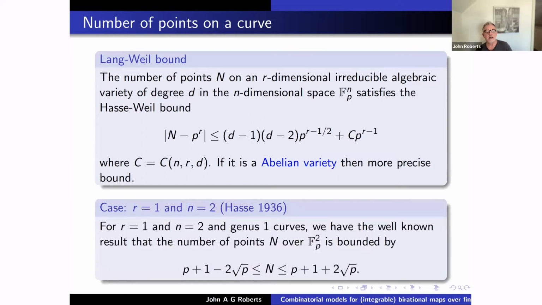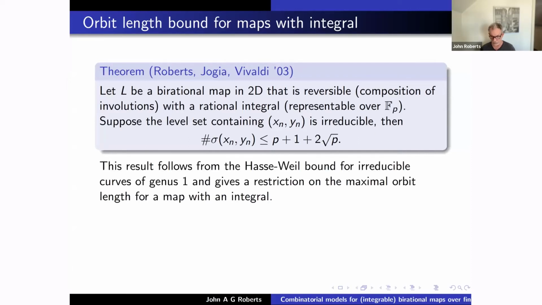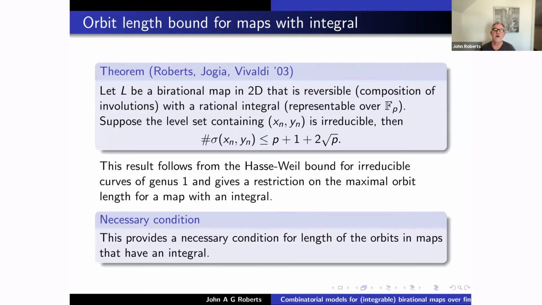And if you just take the case where you have F_p with n equals 2, this is the famous Hasse bound, that the number of points on an elliptic curve is bounded by p plus 1 plus 2 root p, and p plus 1 minus 2 root p from below. So in the past, I've talked about how you can exploit that, usually as a necessary condition, to throw out lots of possibilities in a parametrized family for a map having an integral.